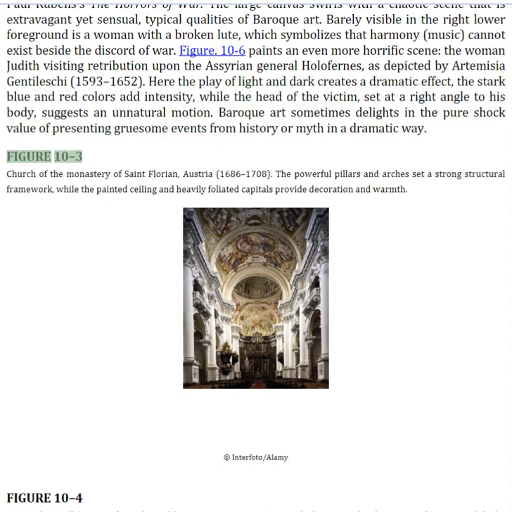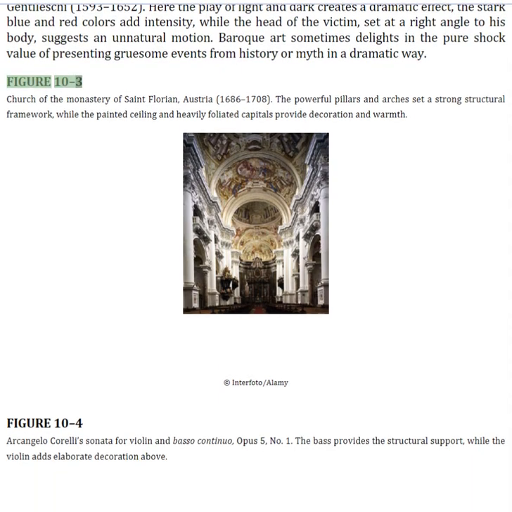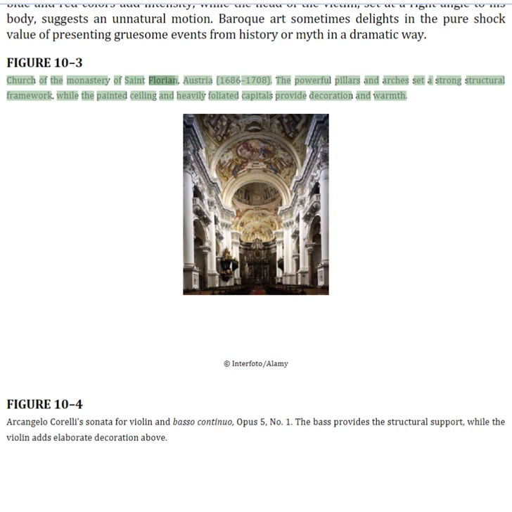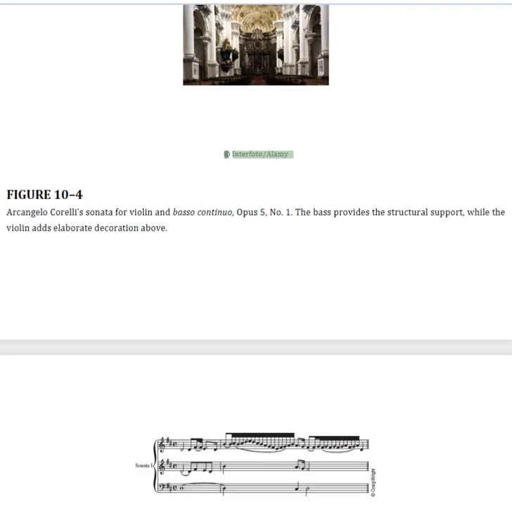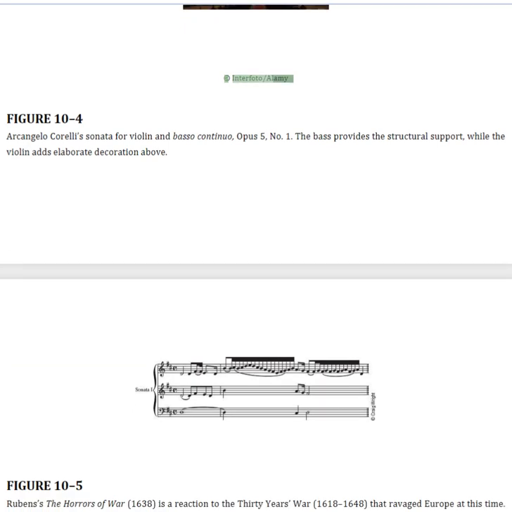Baroque art sometimes delights in the pure shock value of presenting gruesome events from history or myth in a dramatic way. Figure 10.3. Church of the Monastery of St. Florian, Austria. The powerful pillars and arches set a strong structural framework, while the painted ceiling and heavily foliated capitals provide decoration and warmth. Copyright Interfoto, Alamy.